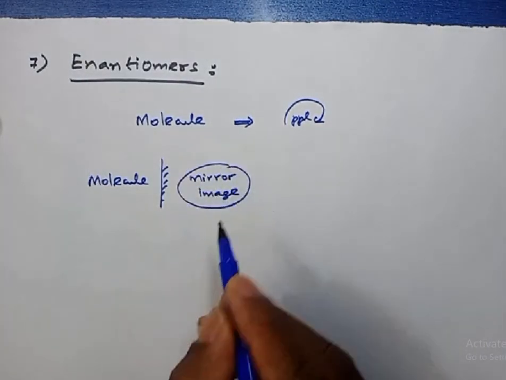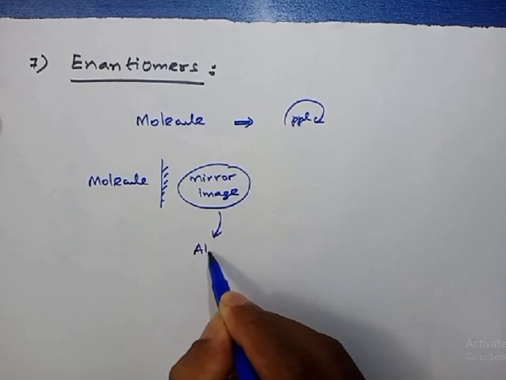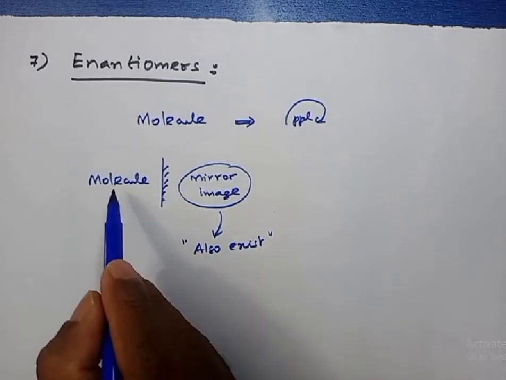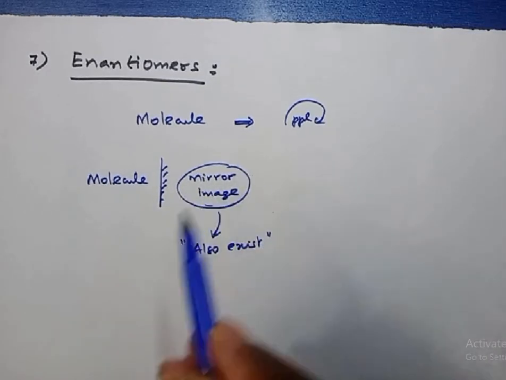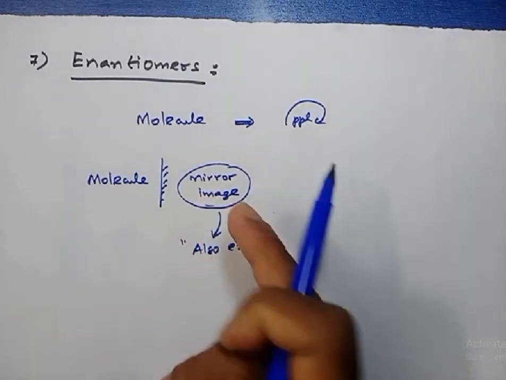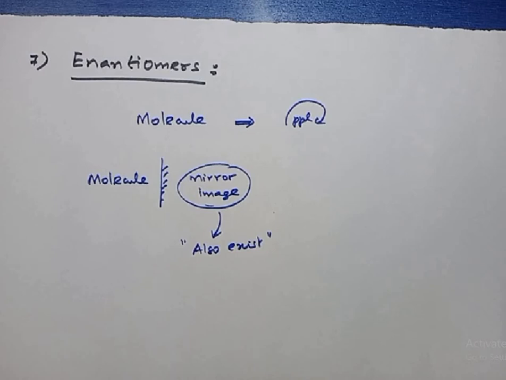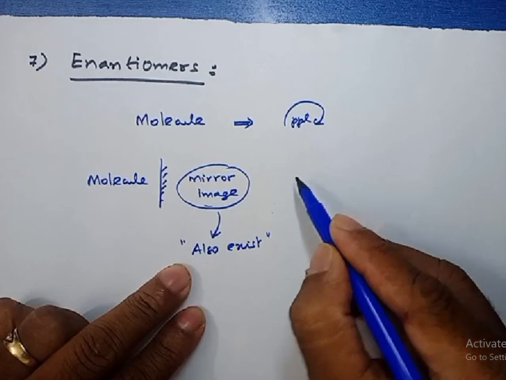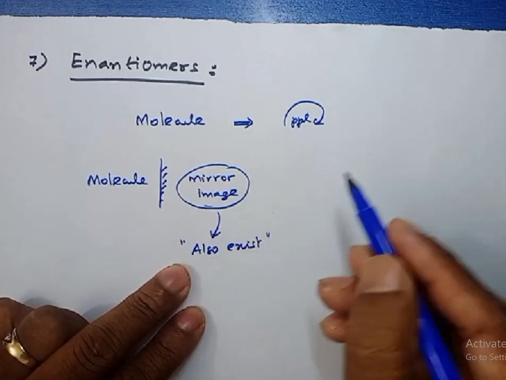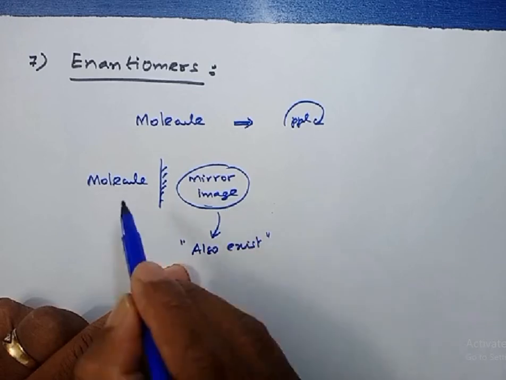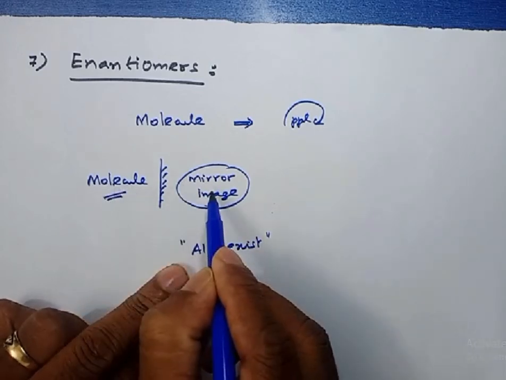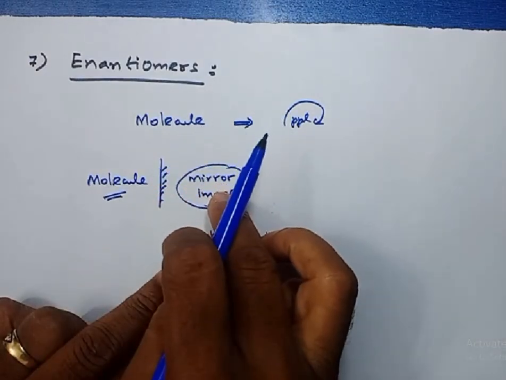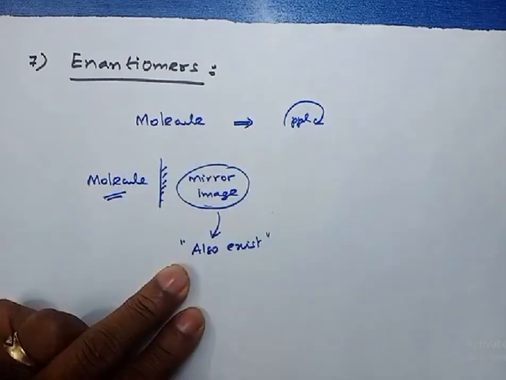The mirror image molecule also exists. You have taken a molecule and drawn its mirror image, but keep in mind that this mirror image molecule also exists. That's the point. If this is the original molecule and the mirror image molecule also exists, then that mirror image structure is called an isomer.